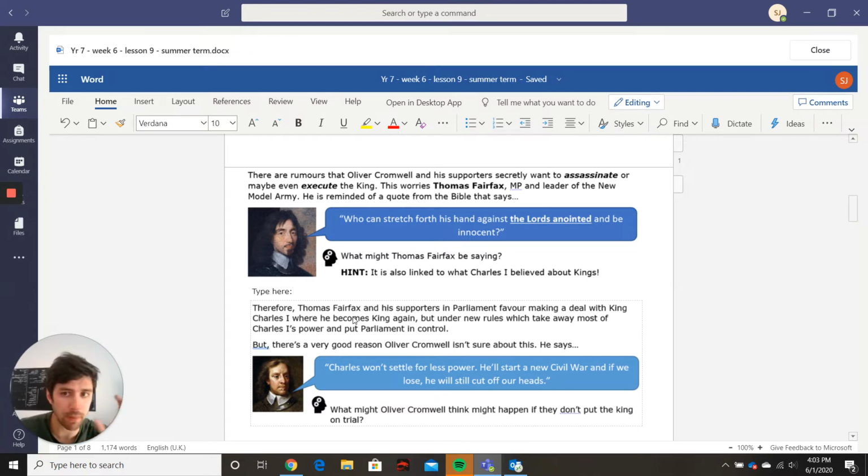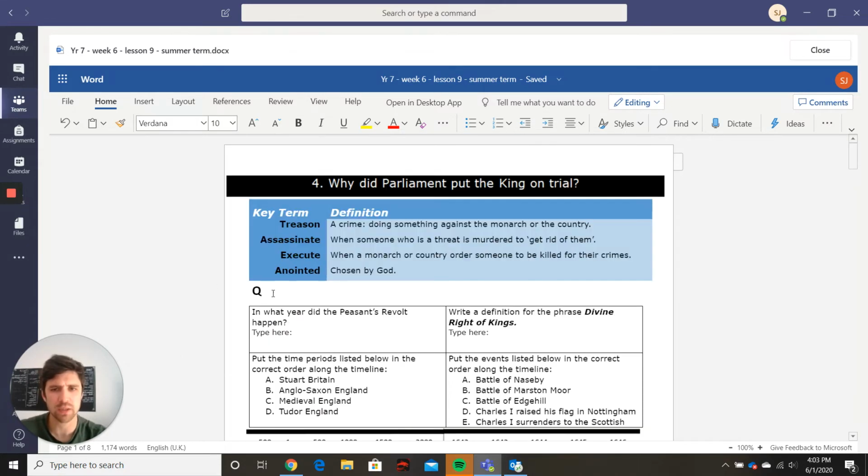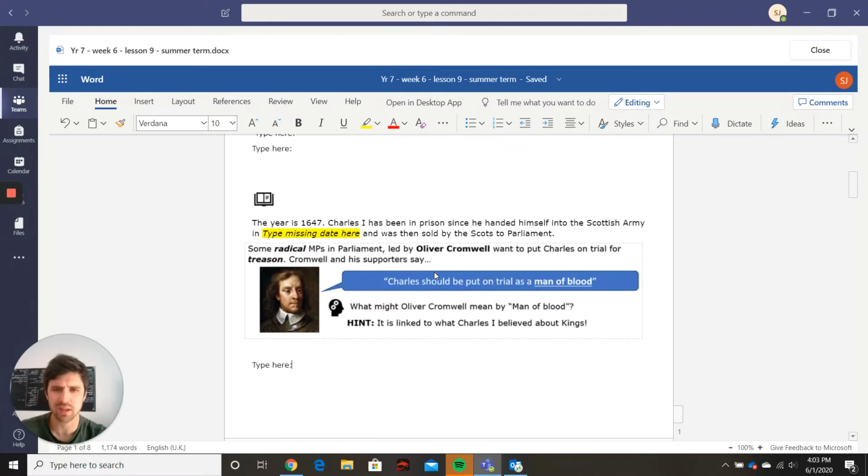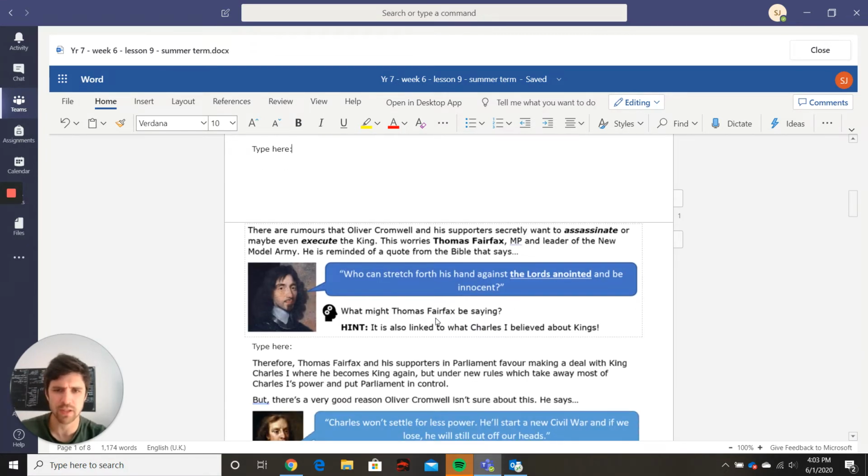He's really worried about all of this stuff, and he's reminded of a quote from the Bible that says, "Who can stretch forth his hand against the Lord's anointed and be innocent?" Now, we're going to go back to the keywords at the start and say anointed. It means chosen by God. I guess that's similar to divine right of kings.